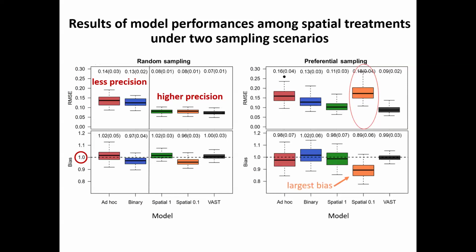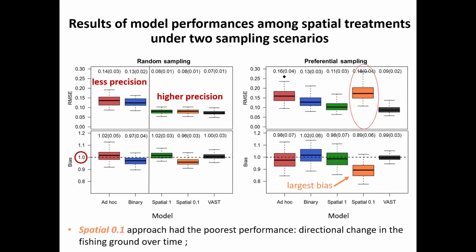Okay, but in the preferential sampling, we found that the spatial 0.1 model had the largest bias and a low precision. This means the spatial 0.1 approach had the poorest performance under preferential sampling. Is it because, if there is a directional change in the fishing ground over time, this method could not be very accurate in reflecting the fish density over time?